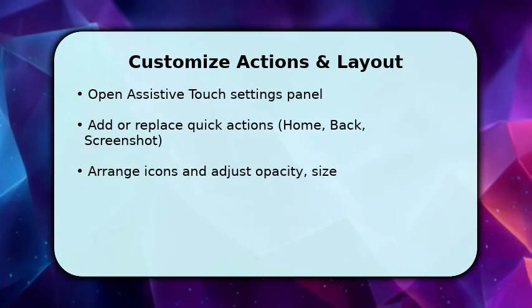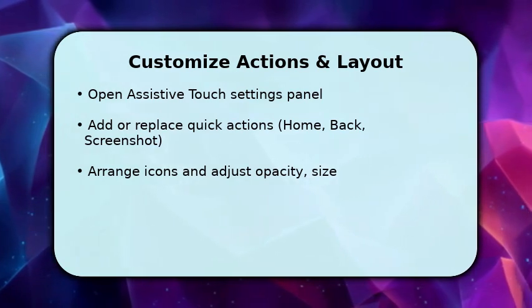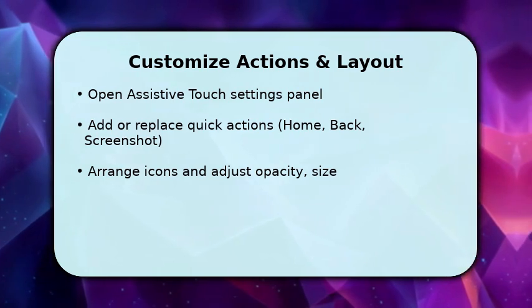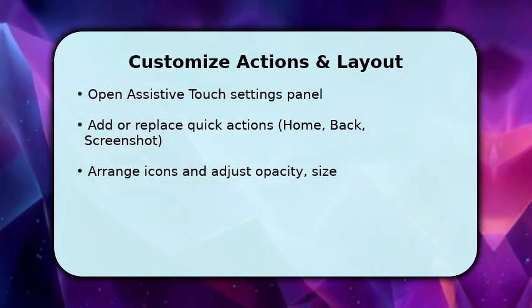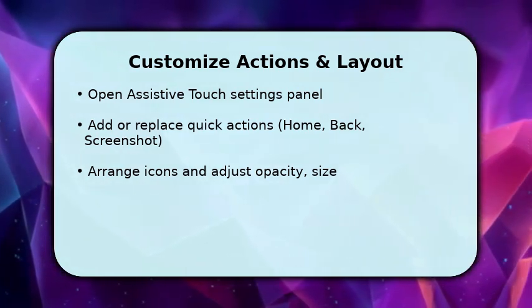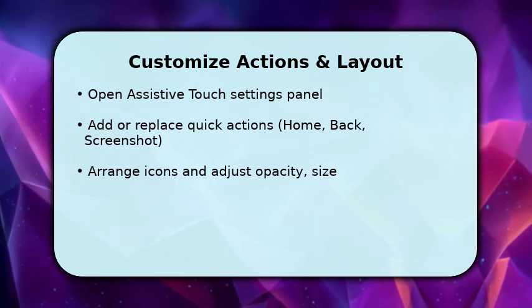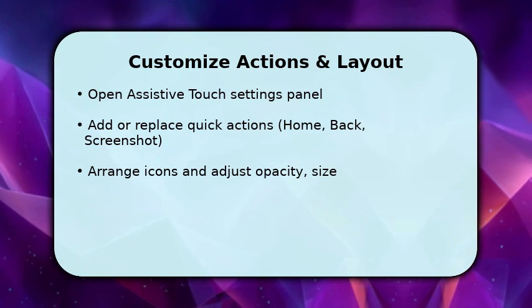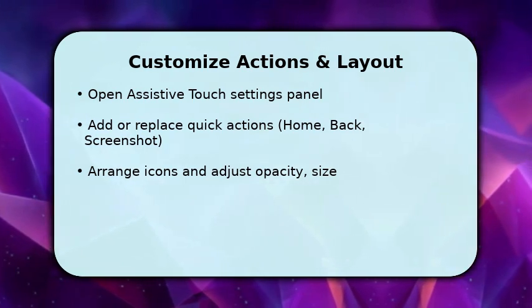Now customize the menu so it matches how you use your phone. Open the Assistive Touch settings and tap Menu or Customize to add actions like Home, Back, Screenshot, or Custom Gestures. Drag to reorder icons. Put your most used actions in the first ring to save taps. Make sure to adjust size and opacity so the control is visible but unobtrusive.